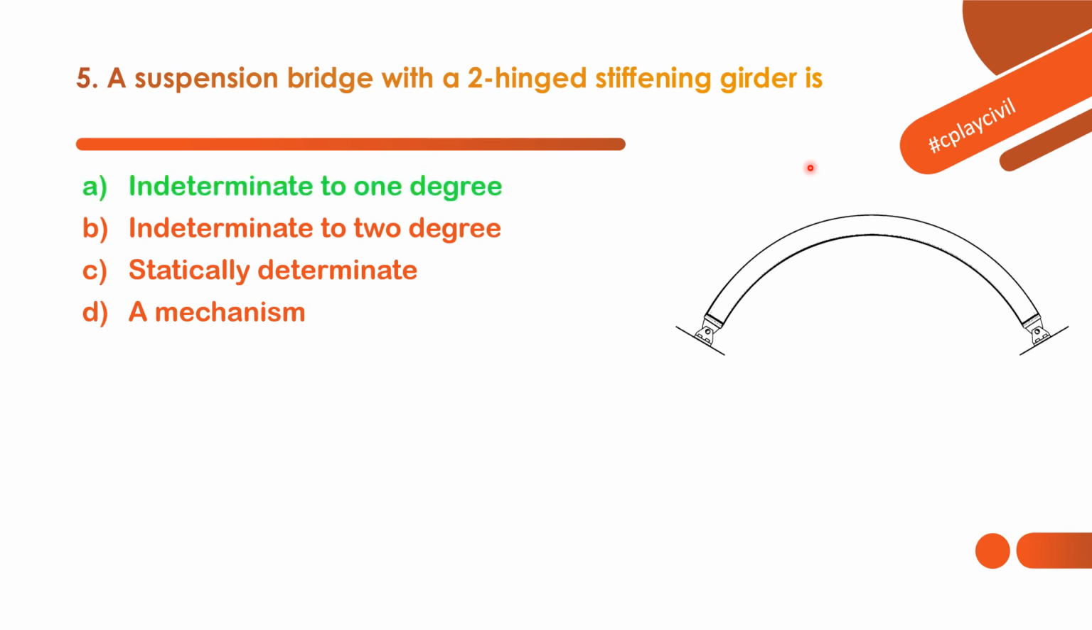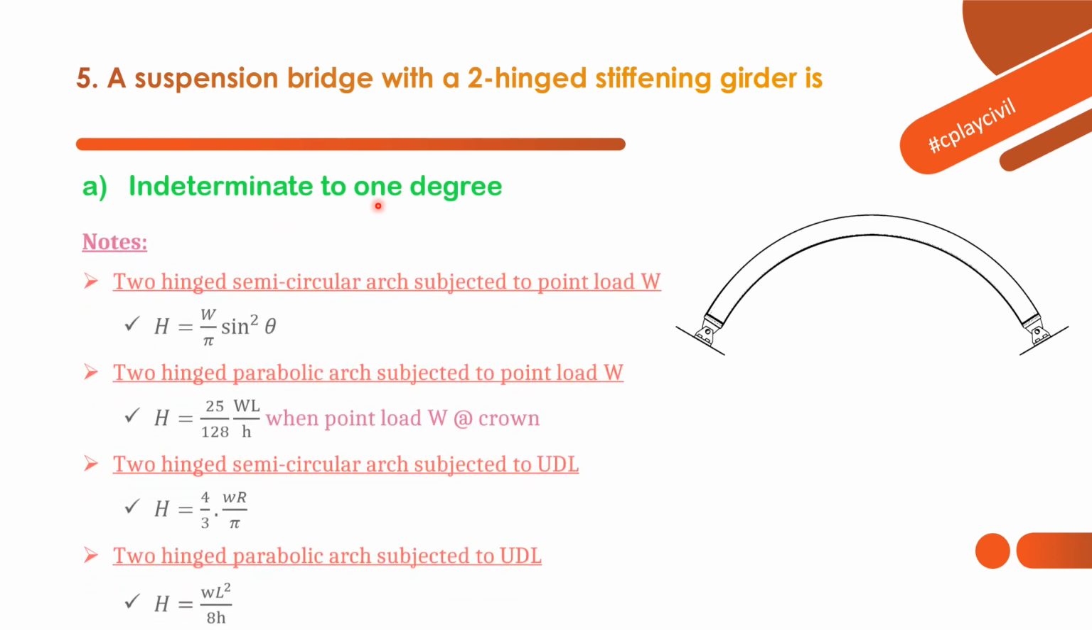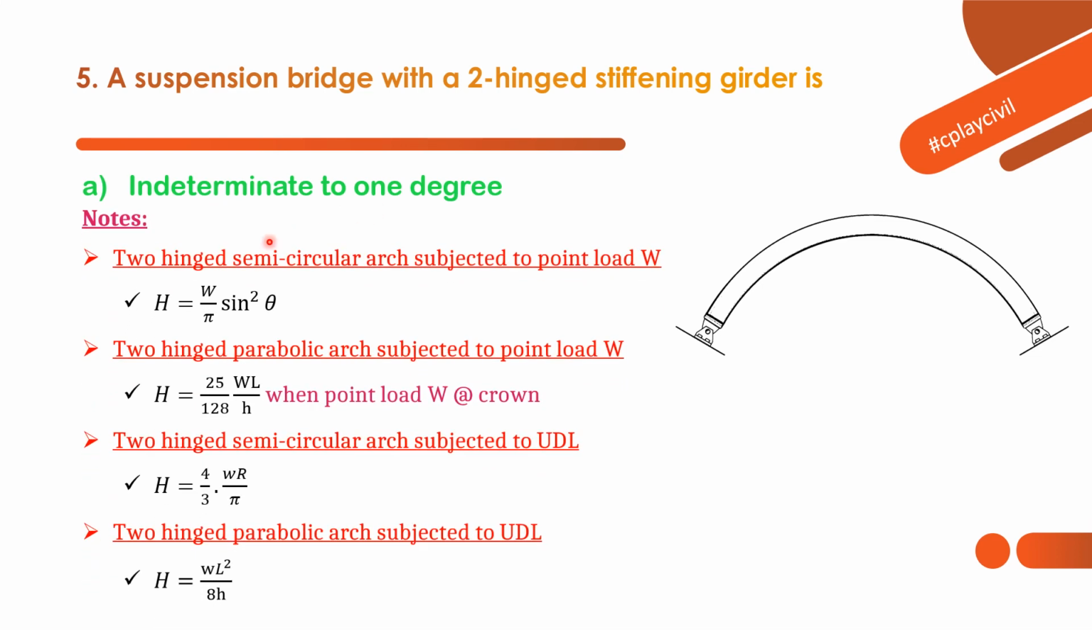For a two-hinged arch in general, the structure will be indeterminate to 1 degree. How? At this support we have two reactions, one horizontal and one vertical, and similarly at the other support we have two reactions. So in total we have four reactions and we have three equilibrium equations in hand. So 4 minus 3 is 1. That is why a two-hinged arch is an indeterminate structure to 1 degree. Now we shall see formulas one by one regarding the two-hinged arch. We have already seen other things about the three-hinged arch, when it is parabolic and when it is semicircular. Now similarly the case follows for the two-hinged arch.